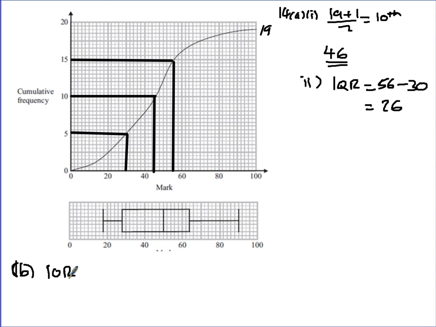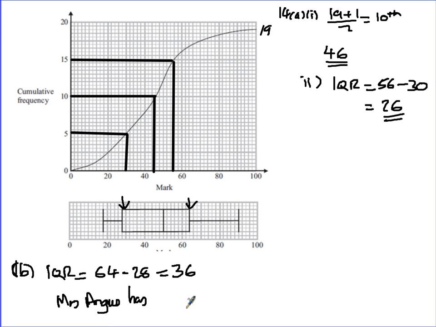So interquartile range first of all of this one, it'd be 64, because it's this value here. Take off this value here, which will be 28, because it's 4 squares above that, and that'll then give you 36. So which scores are more consistent? Well, it'd be Mrs. Angus's. So Mrs. Angus's class have more consistent test scores.